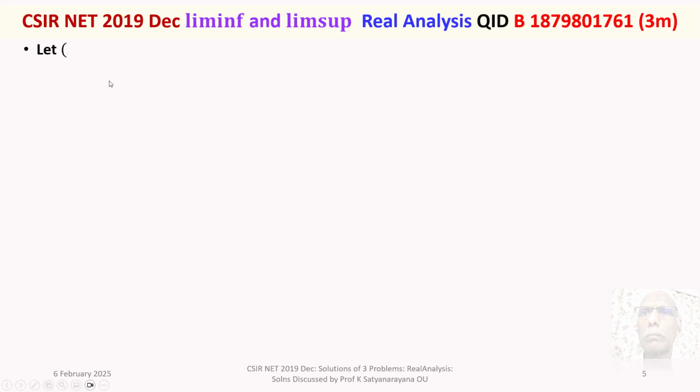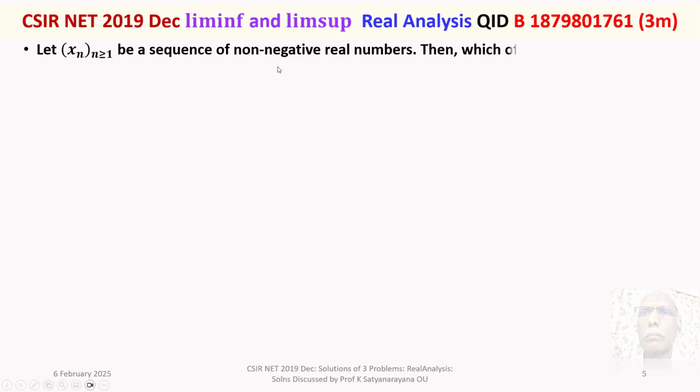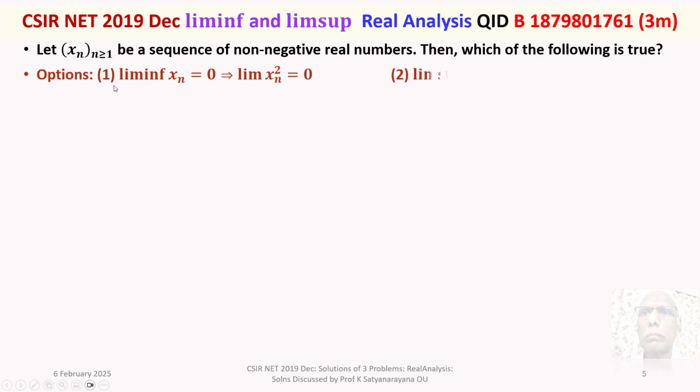The given question is, let Xn be a sequence of non-negative real numbers. Then which of the following is true? We are given 4 options.